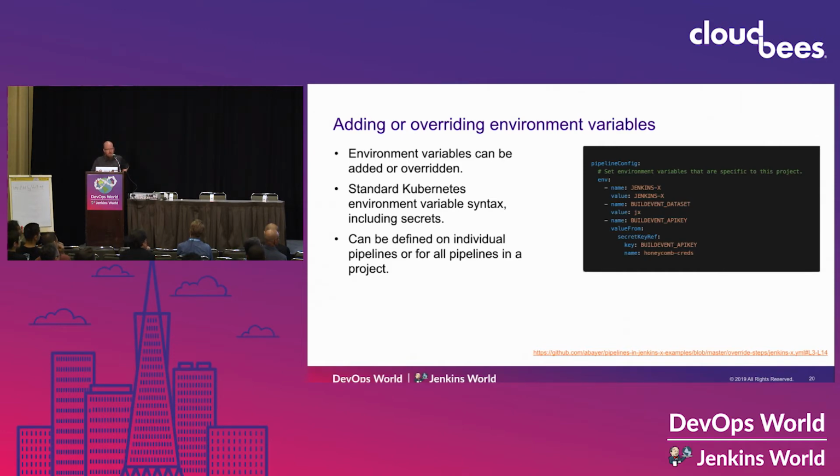And you can define environment variables on individual pipelines, or as I'm doing here, by putting it under pipeline config, which lives at the top level of your Jenkins X YAML. These environment variables will be used for all the pipelines, for both pull request and release. You can also define environment variables per stage, but we'll get to that later.